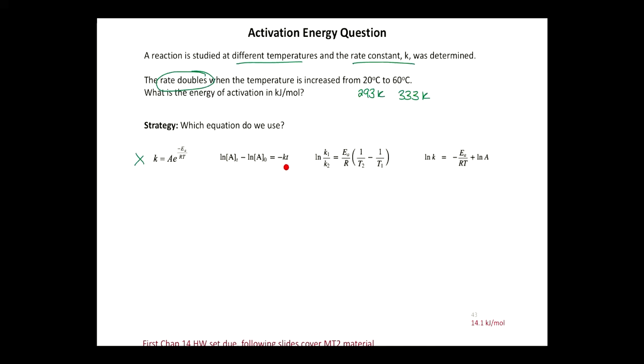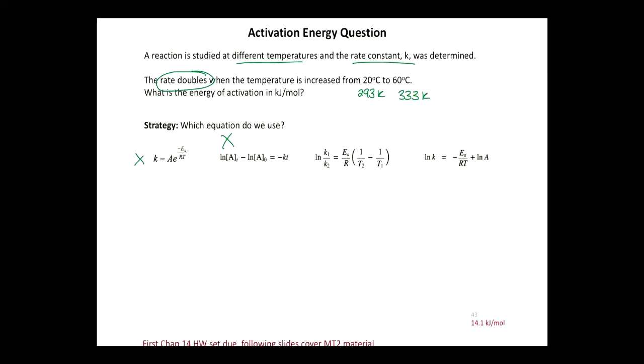This second equation has rate constant in it, but there's no activation energy, there's no temperature term here. We don't want to use this. This equation is actually the, what is this? This is the first order integrated rate law, all right? That's just comparing concentrations. I don't want that. I need something that tells me a relationship between rate constants and temperature.